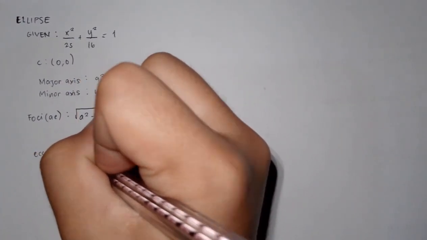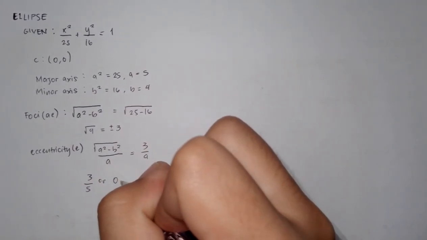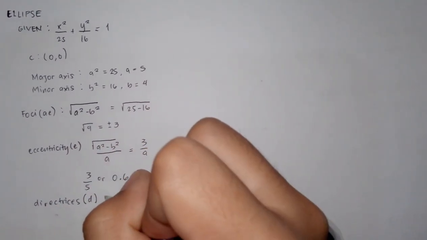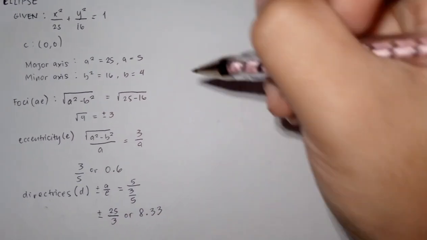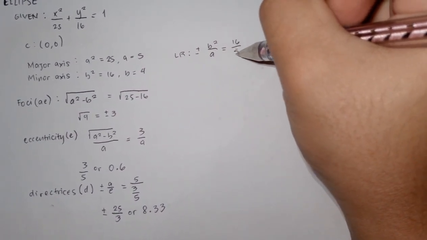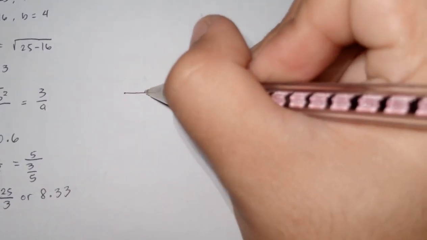Step 3. Calculate the foci, eccentricity, directrix, and LR. To calculate, just input using the given formula. With all the necessary information, you can now plot the ellipse.